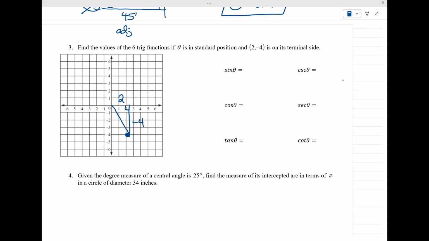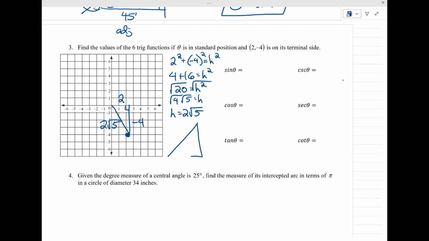To get the hypotenuse, we could do 2 squared plus (-4) squared is the hypotenuse squared. 4 plus 16 is the hypotenuse squared. Hypotenuse squared is 20. And hopefully we know how to reduce radicals. This is the same thing as the square root of 4 times the square root of 5. So the hypotenuse would just be 2√5.